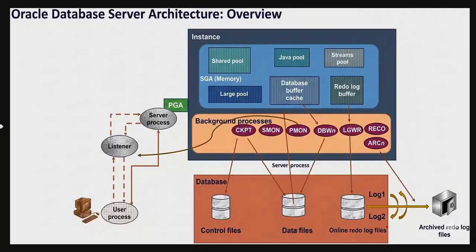So today I'm going to explain the instance part. Mainly, an instance is a memory and background processes. I'm going to explain the memory portion first. That is called the SGA portion. SGA is a memory portion. SGA stands for System Global Area. It is a shared memory area. Why is it a shared memory area?